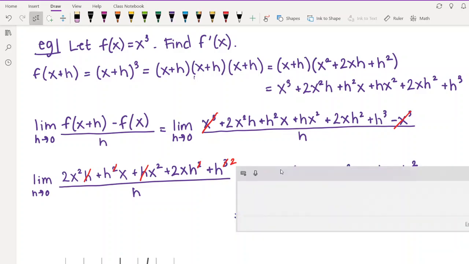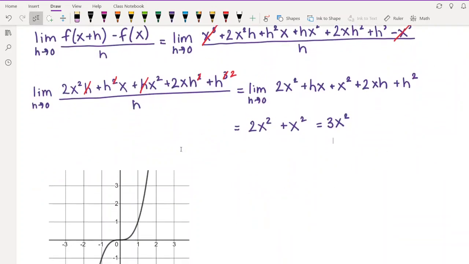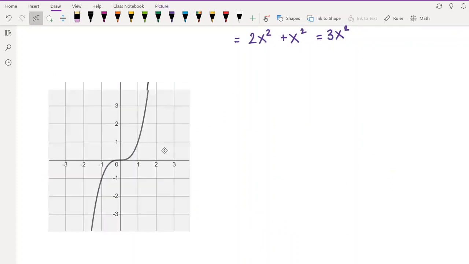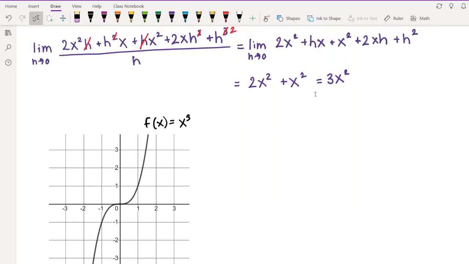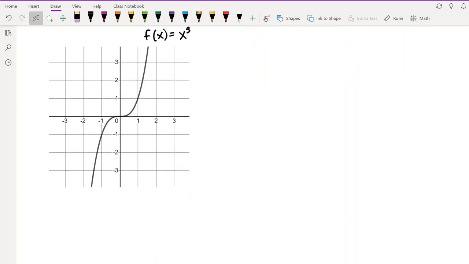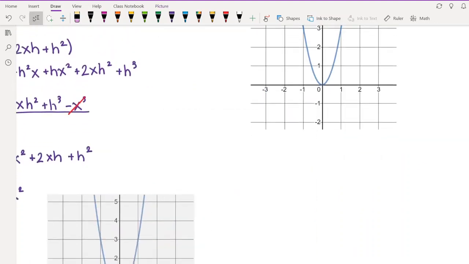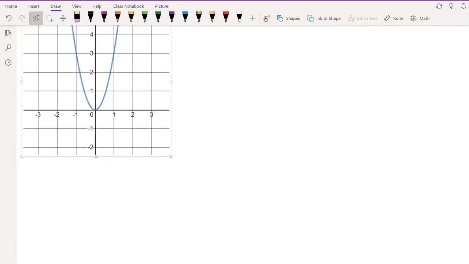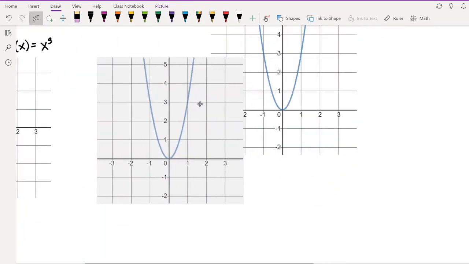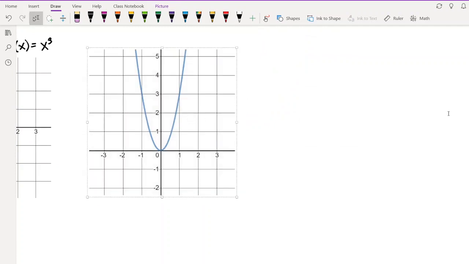So I want to again do a little side-by-side comparison to talk about what the derivative tells us about the original function. So here is our function. This is f of x is equal to x cubed. Hopefully you know what that graph looks like. And then our derivative we know now is 3x squared, so that's going to be a parabola, and I graphed it ahead of time and I have it hiding over here somewhere. Let me just grab it and bring it down here. Okay, so here's our derivative function. This is f prime of x is equal to 3x squared.